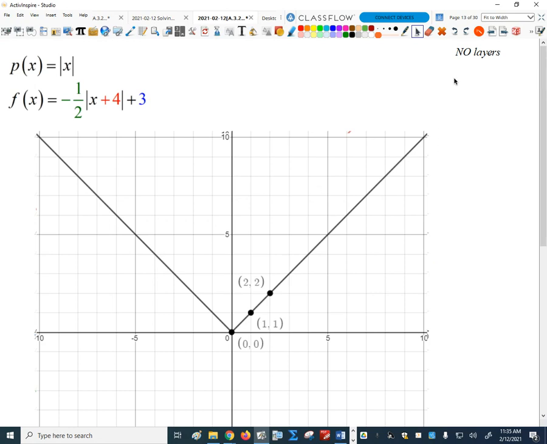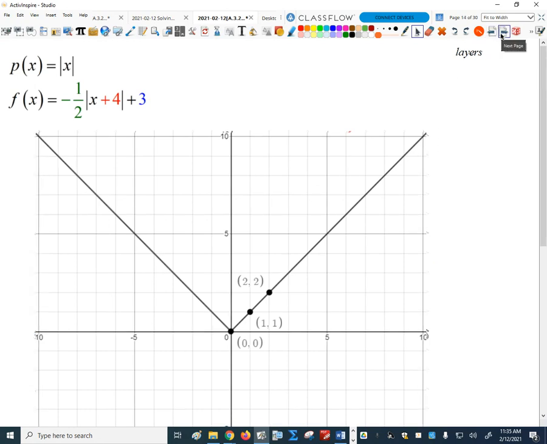So let's try this example. We've got an absolute value function here. Would you all agree, we've already had quite a bit of practice on this, that a is equal to negative 1/2, h is equal to negative 4, right? It's got to be the opposite of whatever that is. So h is negative 4, and k is equal to positive 3.